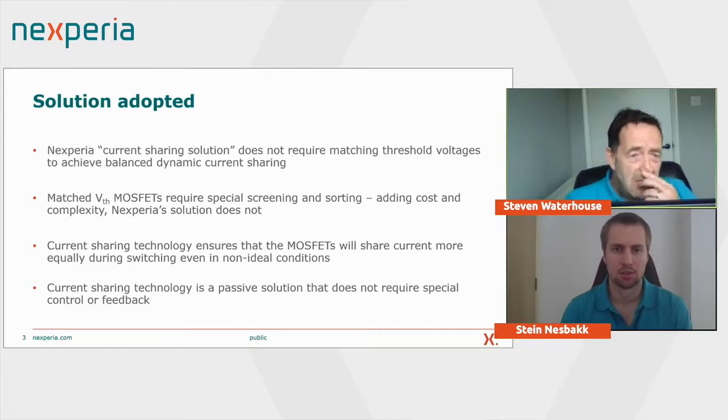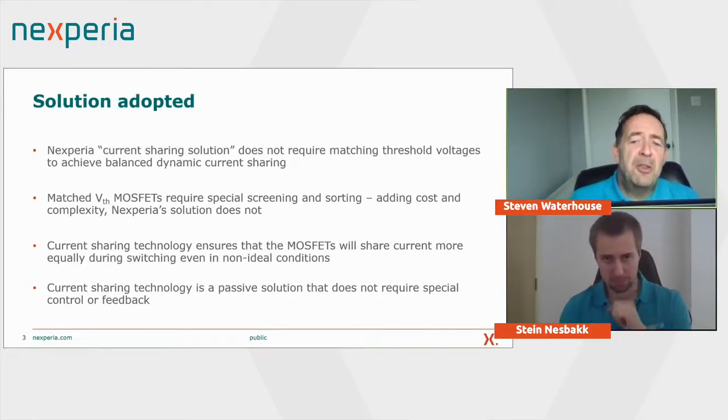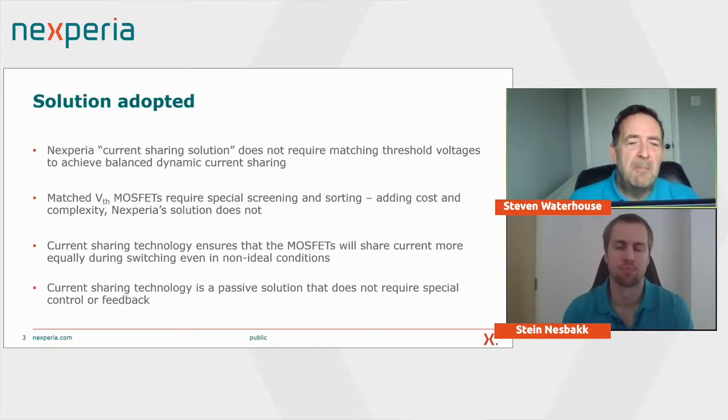The solution we've adopted doesn't require matching that threshold voltage. Even though we call it match VT, that is the market that we're addressing. We don't need to match that threshold voltage to achieve balanced dynamic current sharing. Normally we match VT because it needs special screening and sorting in manufacturing. That adds cost and complexity. Nexperia's solution does not. We do it from a design point of view.